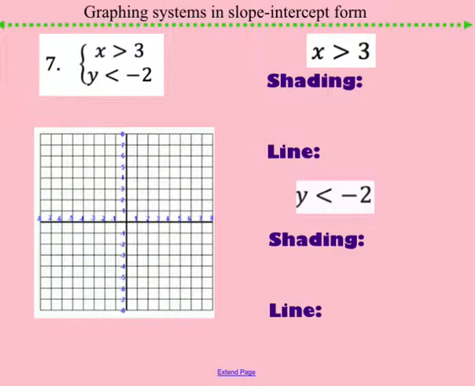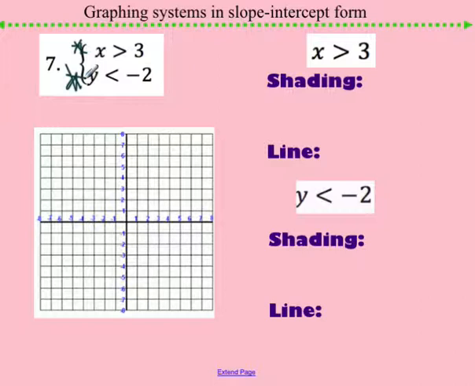So this one is a little bit different because this one we're actually going to have horizontal and vertical lines. Remember, if something is just x equals, it's going to be vertical. If something is just y equals, it's going to be just a horizontal line. So let's take a look at x is greater than 3.